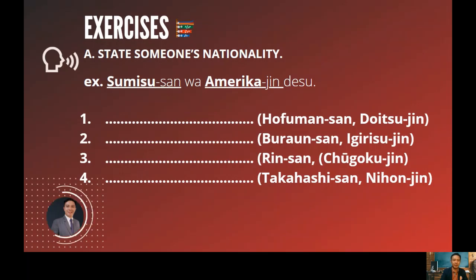Now, let's work on exercise A. State someone's nationality. Our example is Sumisu-san wa Amerika jin desu, or Mr. Smith is an American. For number one, let's have Monika-san. For number two, let's have Daniel-san. For number three, let me have Majen-san. And for number four, we'll have Maria Jeanette. Okay, Jeanette-san.